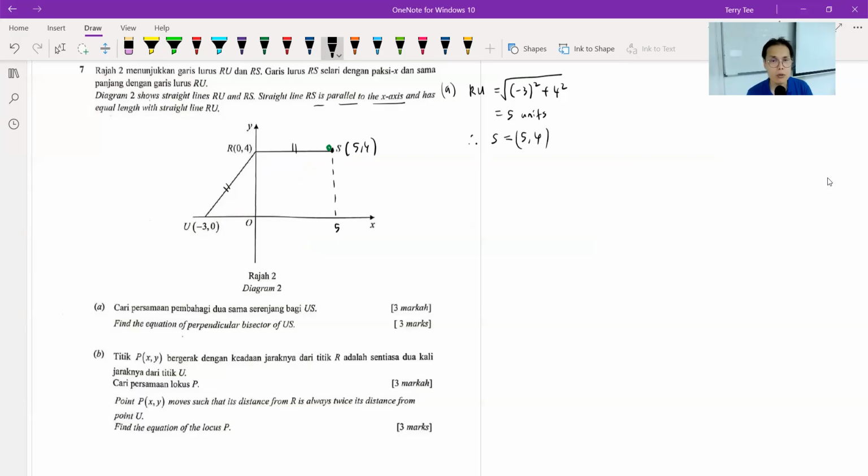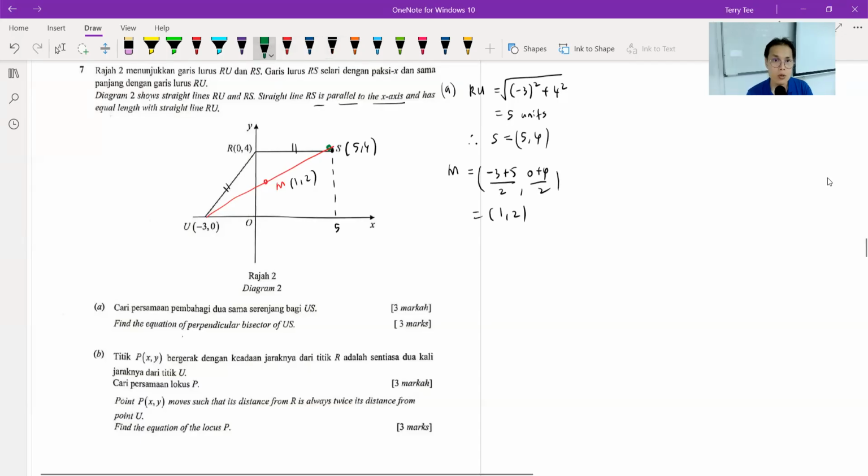If S is (5, 4), I need to find the midpoint first. To find the equation of the perpendicular bisector, we need to find the midpoint, right? Midpoint, let me call it M. It will be (-3 plus 5) over 2, and then (0 plus 4) over 2. This will give us (1, 2). Okay, this coordinate is (1, 2).